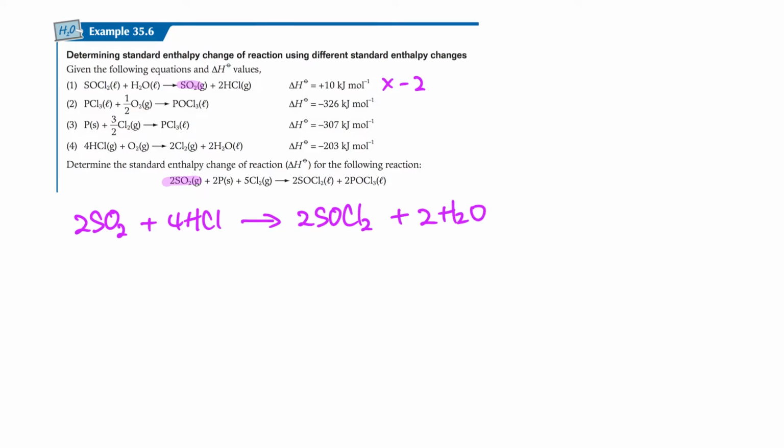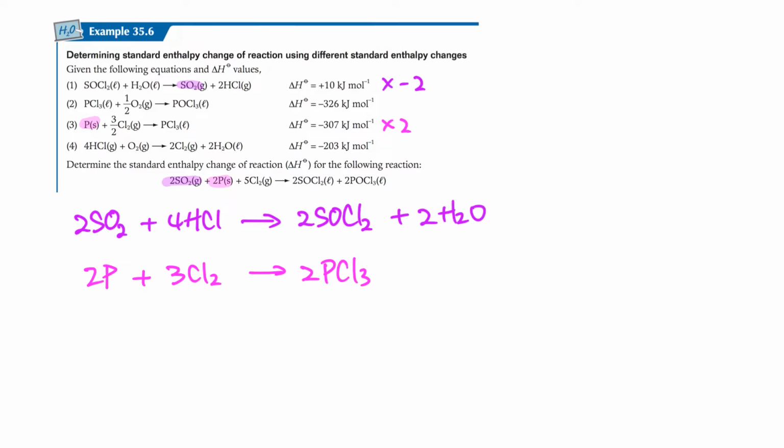Next, we have the P right there. So we find P here, we have 2P. Among the rest of the equations, this one has P, but you have to multiply this one by 2, right? So you have 2P plus 3Cl2, and then 2PCl3.